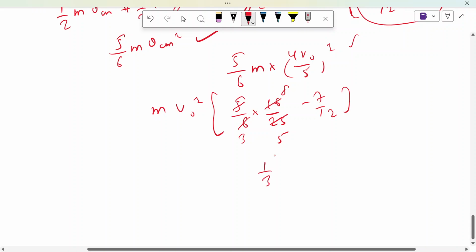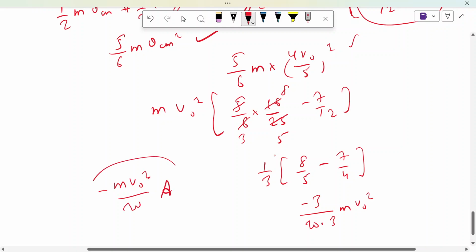So 1 by 3 into 8 by 5 minus 7 upon 4. That implies 32 minus 35, that is minus 3 upon 20 into 3 into m v naught square. So it is clearly minus m v naught square by 20. That's the answer to this problem.